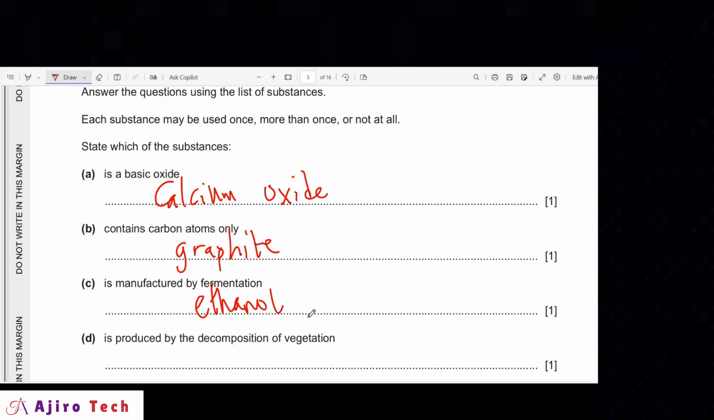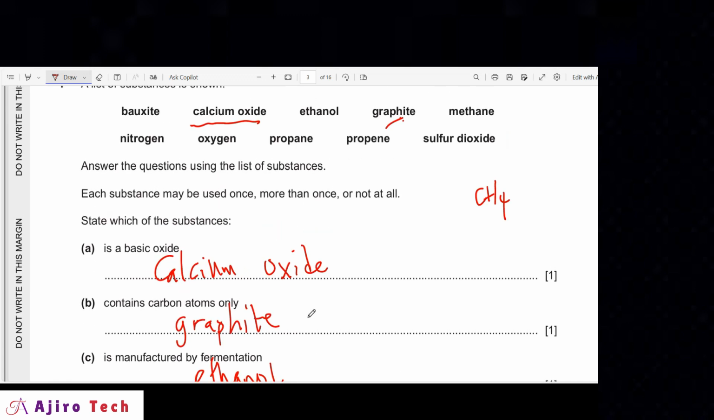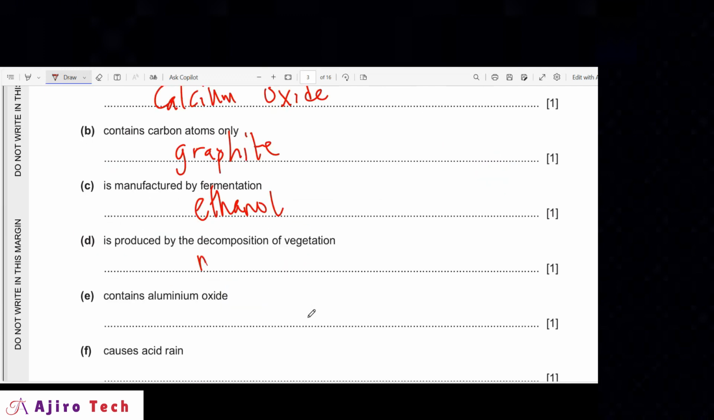Next one is, which is produced by decomposition of vegetation? Now, under chemistry of the environment, remember that one of the sources of one of the greenhouse gases, methane, is the decomposition of vegetation. If you look at the options here, you see that methane is in the options. So have methane as the answer right here.